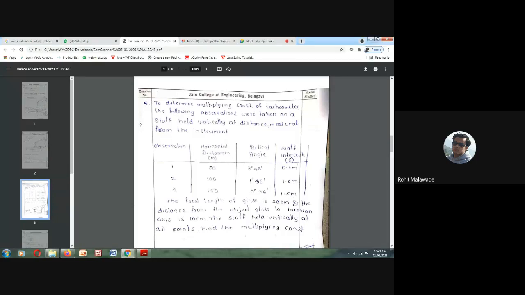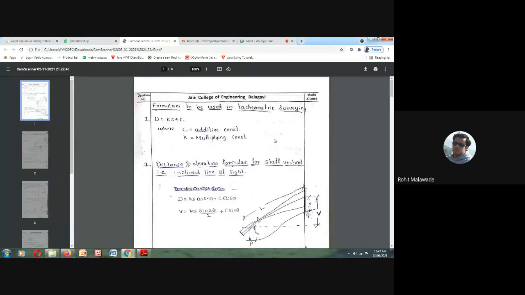Okay. Now we will see how to determine the multiplying constant of a tachometer. Now, what is the multiplying constant? The multiplying constant is K. We want to determine K. Now, we will see what the problem is.